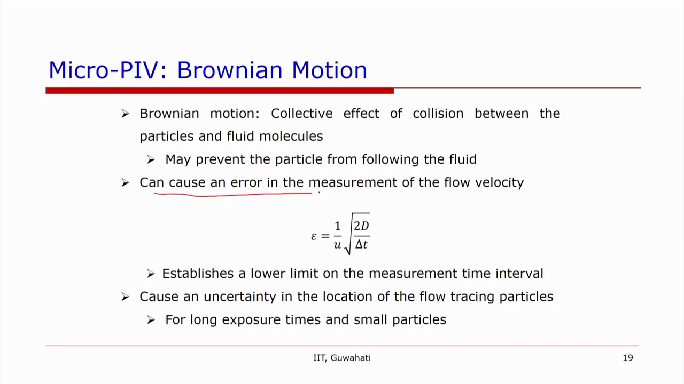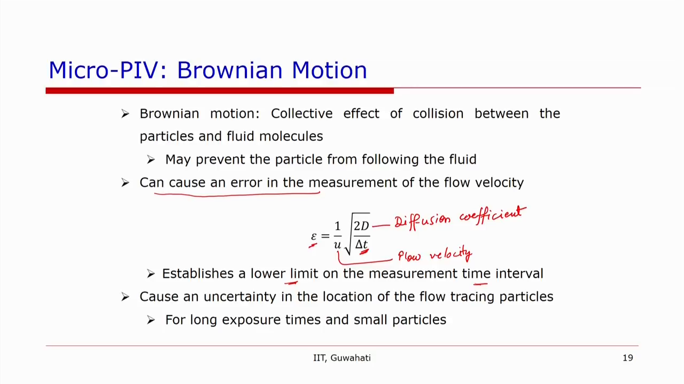One is that they can cause an error in the measurement of the flow velocity, and it has been estimated that this error can be expressed as epsilon equal to 1 over u times the square root of 2D over delta t, where D is the diffusion coefficient, u is the flow velocity, epsilon is the error that is introduced in the velocity, and delta t is the temporal resolution, or the time interval between the two images. So, this introduces a lower limit on the measurement time interval. So, delta t should be large enough that this error is minimized in the measurement of the flow velocity.